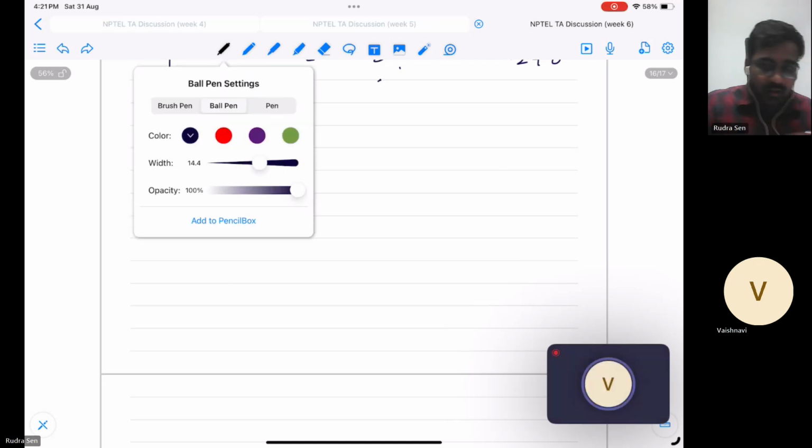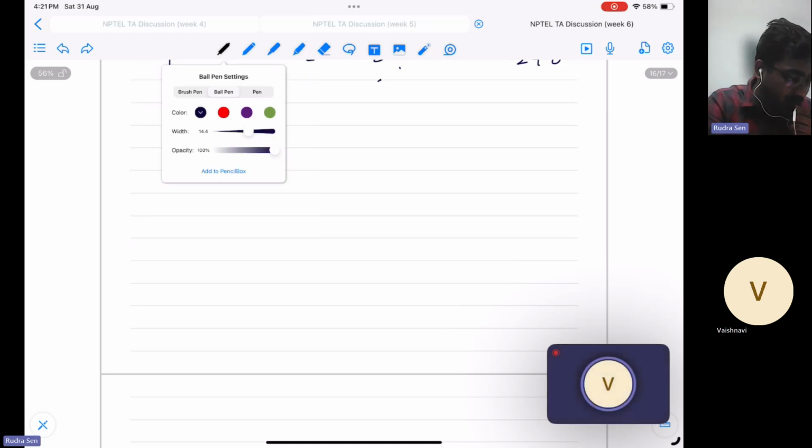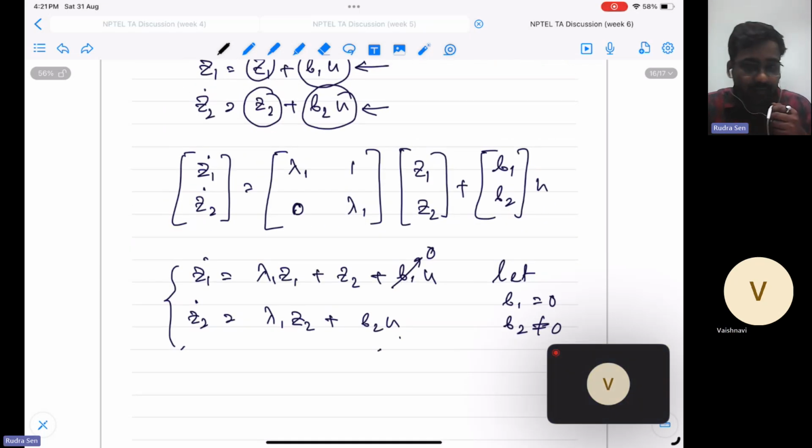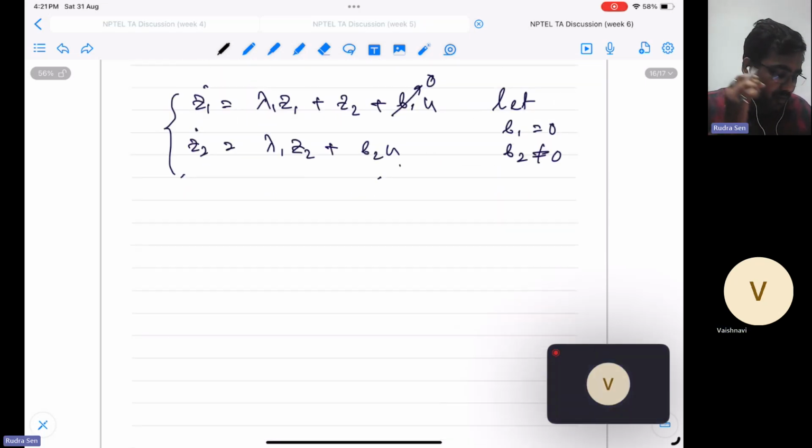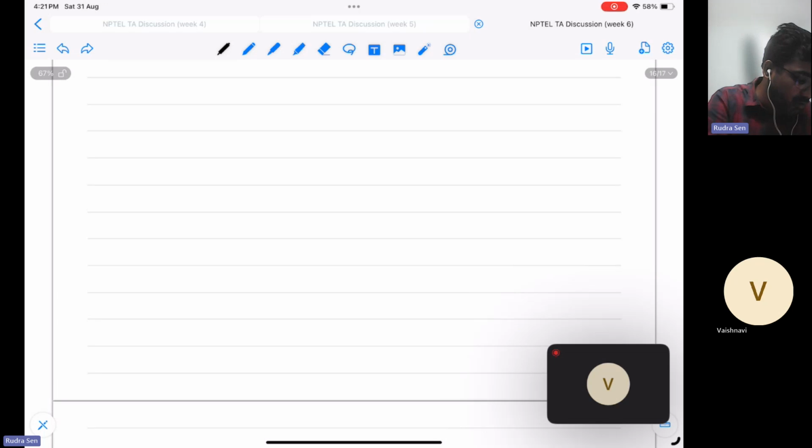Hello. So yeah, am I audible? Yes, sir. So is the logic of this Gilbert method to check the controllability understandable to you? Yes, okay, I got it. I'm just showing you some examples.